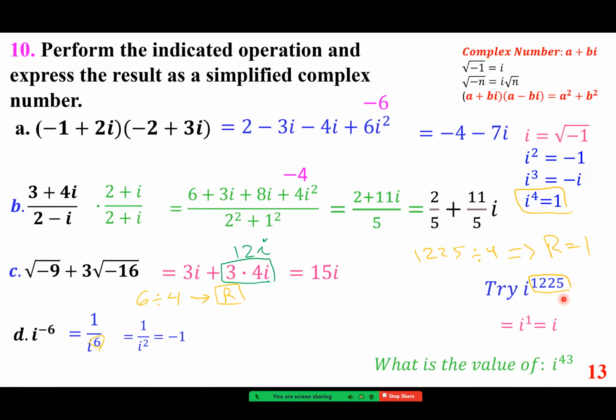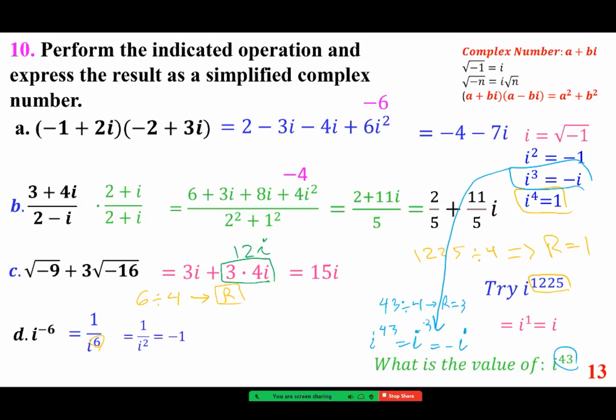Quickly, another example. What about i to the power of 43? I'm going to divide 43 by 4, and the remainder is 3. So therefore, i to the power of 43 is the same as i to the power of 3, and you know it's negative i. It's important to know this. There is really not much to it.